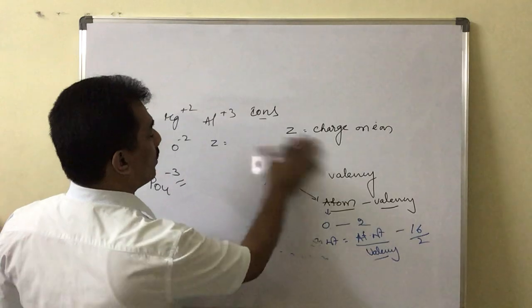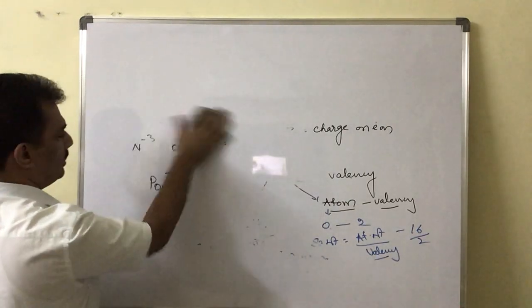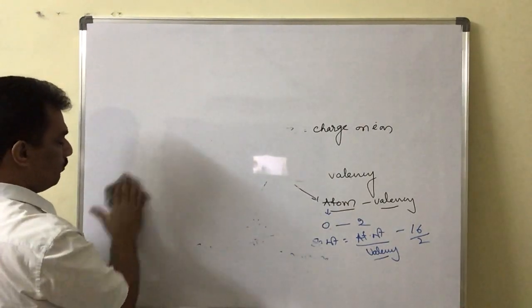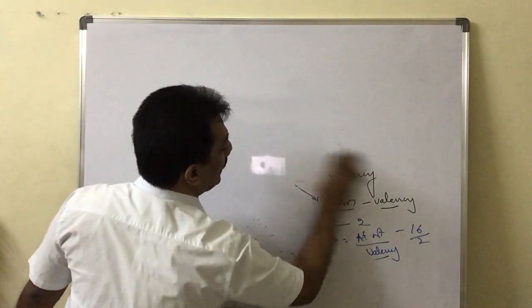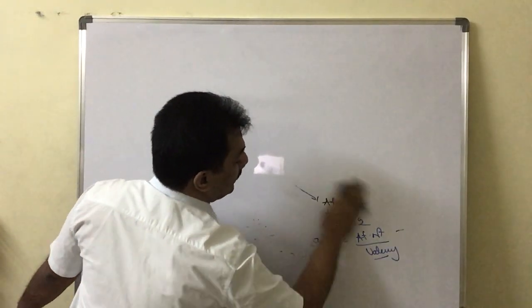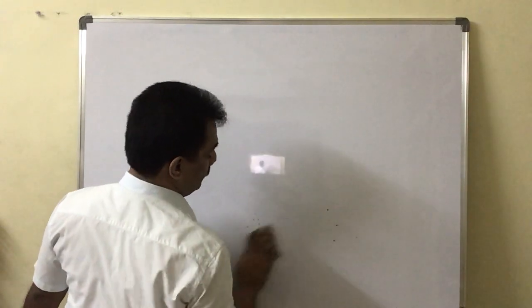Like that, we have to consider the Z factor for different compounds. With all this knowledge, let us now consider a few frequently used compounds and their equivalent weights. How do we measure the equivalent weights of those compounds?